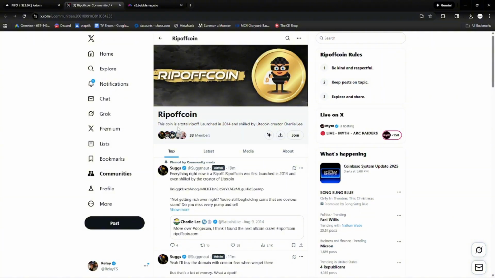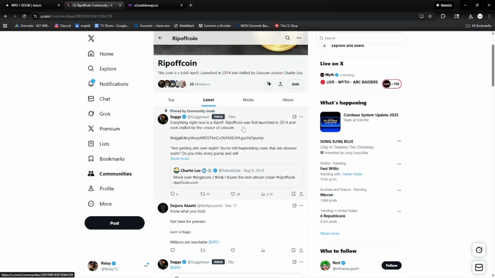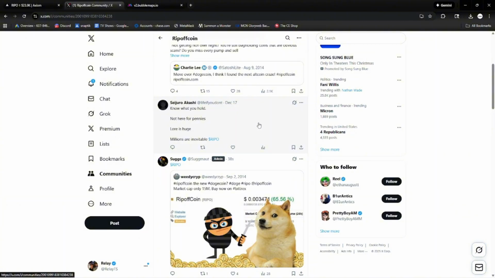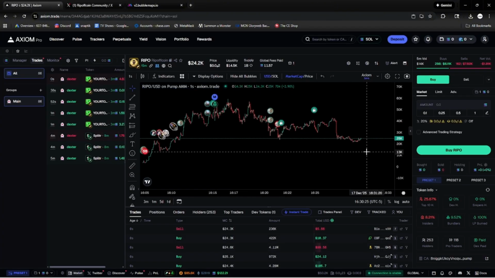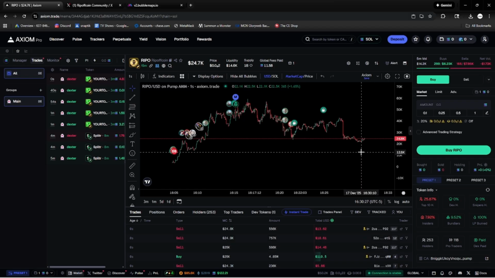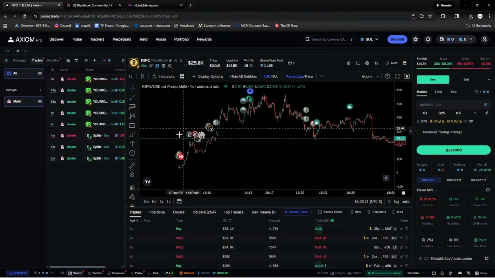It's called Ripoff Coin. The coin is a total ripoff, launched in 2014 and shilled by Litecoin creator Charlie Lee himself. Okay, so that's the narrative. Is that really cool? It's not really relevant right now, but I guess it's a cool meme. It's up to you to judge how strong a narrative is and how bullish people are going to be on a narrative.